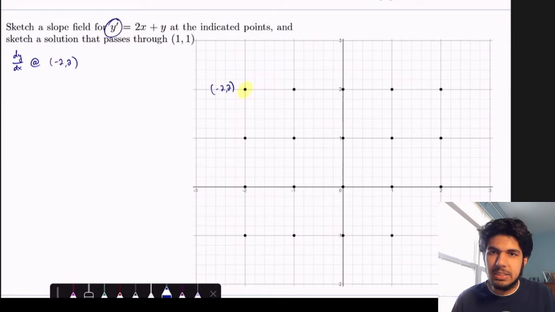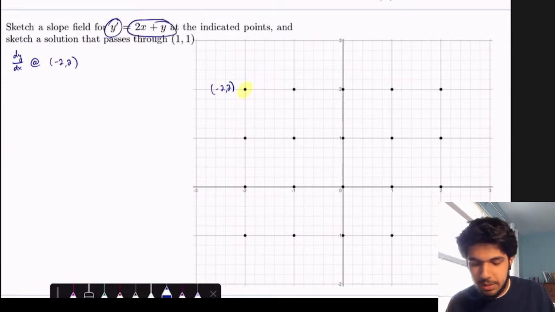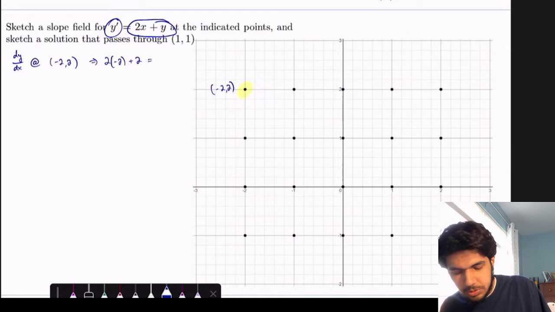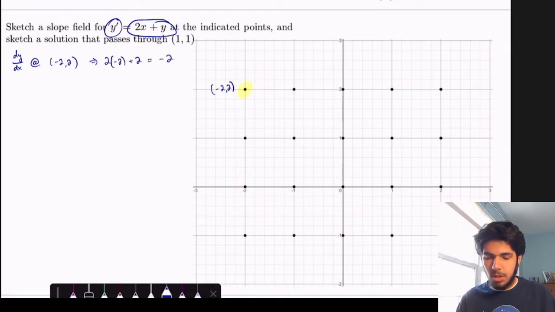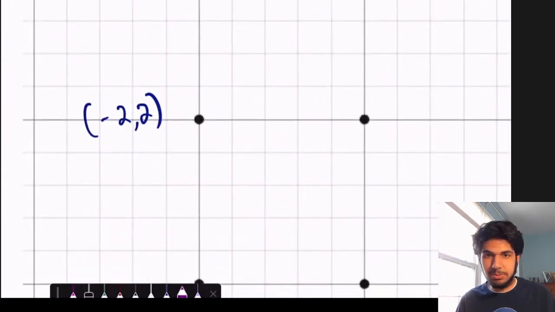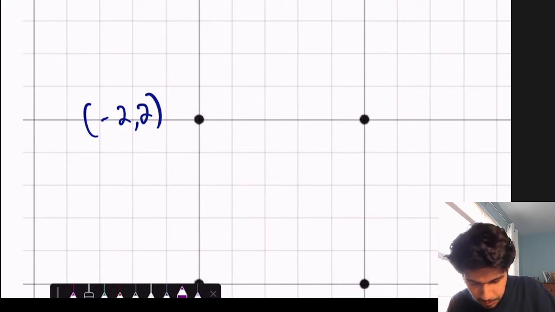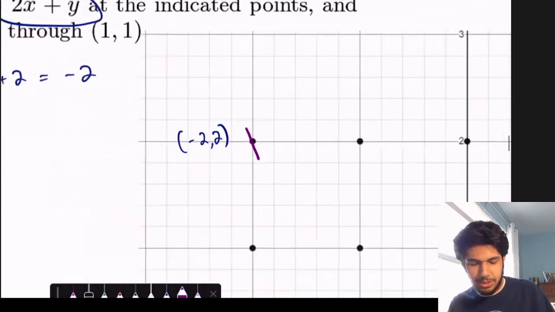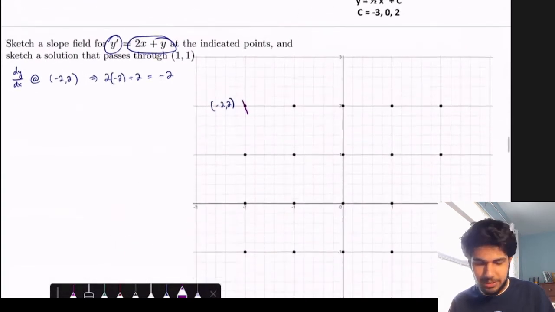This y prime is dy/dx, so we just have to plug into this right-hand side. So this would be equal to 2 times negative 2 plus 2, which is equal to negative 2. Okay, so with that in mind, let's come over to this point here. We need to draw our slope field, so we need to draw a small line segment, but it should be drawn such that its slope is negative 2, what we just solved for. So perhaps that looks something like this. Maybe it's not perfect, but it's good enough. So that handles one point.